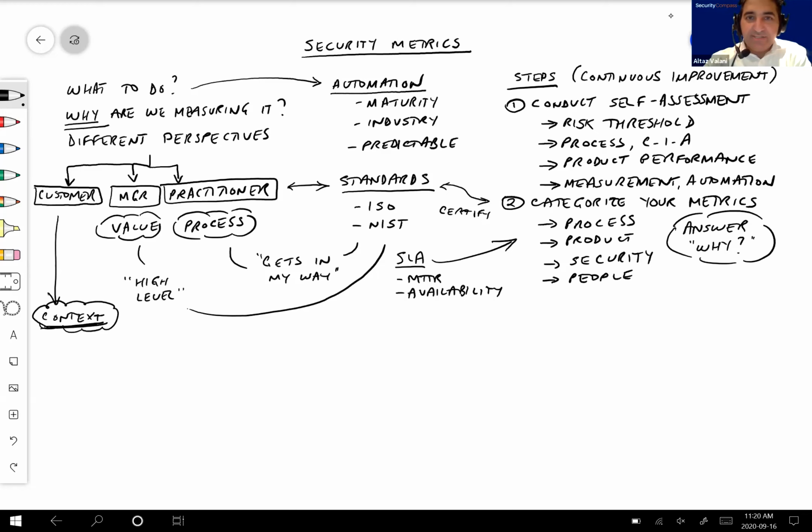Brilliant. So that takes us down the path of making sure that the metrics that we're measuring have some value attached to them. Okay, so let's take a look at this. We've got conduct a self-assessment. Step 2, we're going to categorize our metrics, and as we extract the relevant metrics, we're answering the question why, which touches on value based on the context that's been set by the customer. So now we've got the categorization of the metrics. So now what do we do?